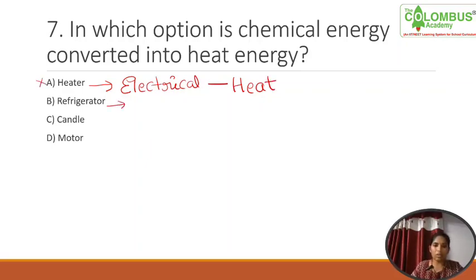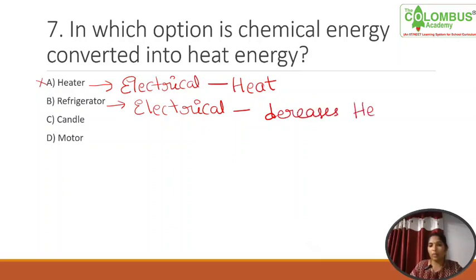Refrigerator. What is happening in a refrigerator? I'm supplying the electrical energy, and it is decreasing the heat, through the condensation process. So this is also not the condition. Candle. If I light the candle, the wax will melt, and even some of the wax will get evaporated. That is chemical energy converted to heat energy.